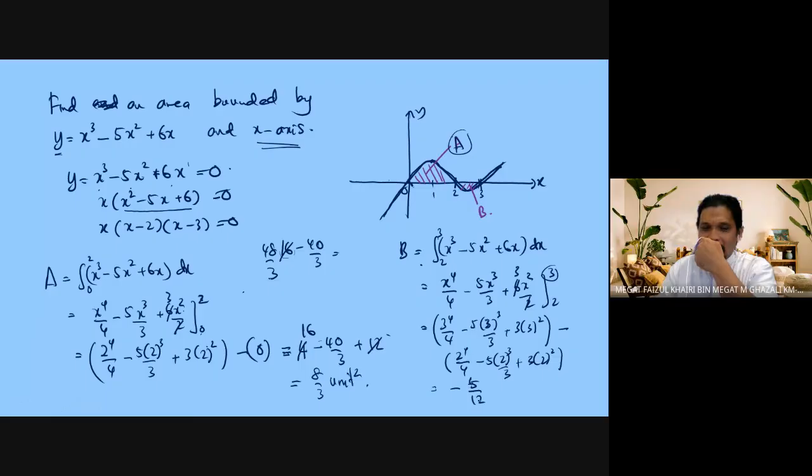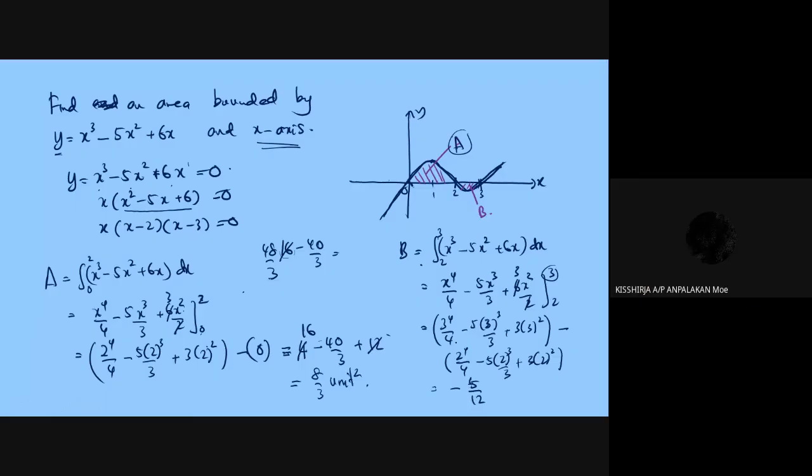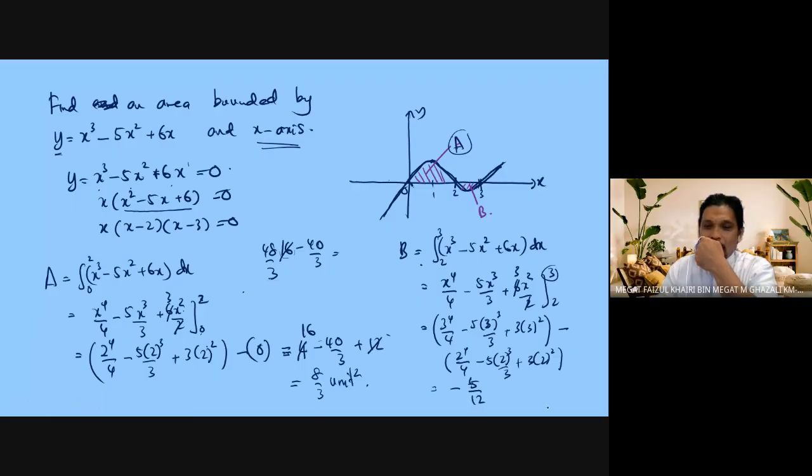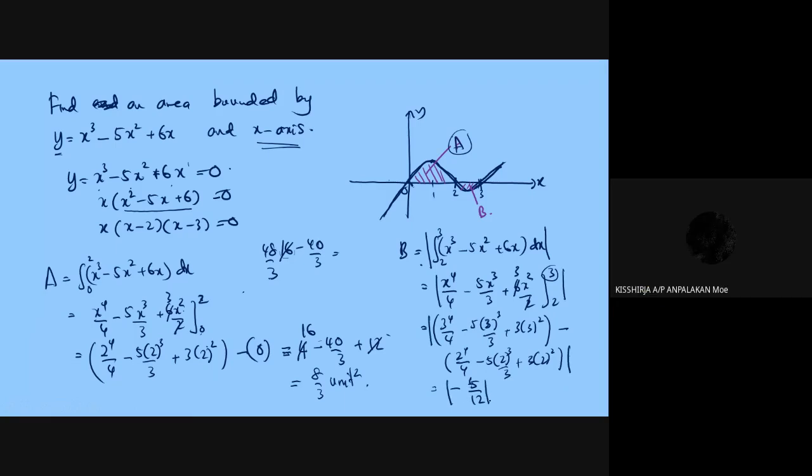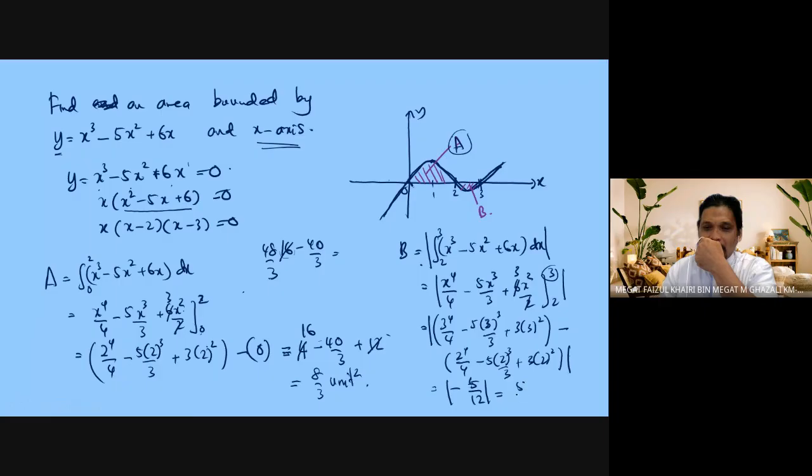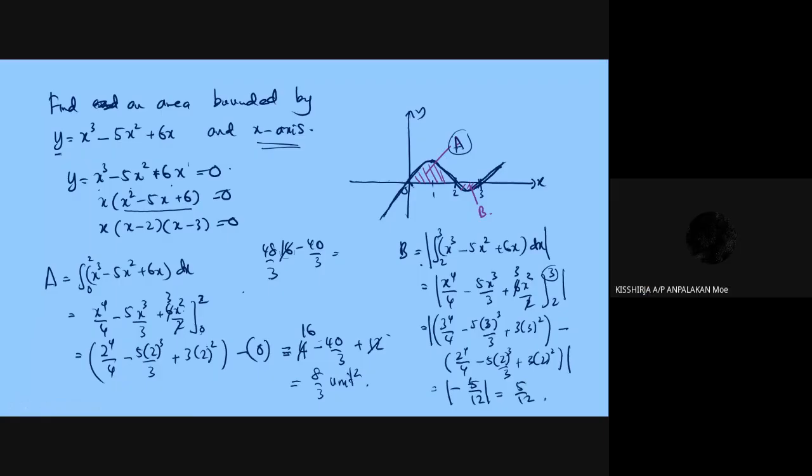Is it 12? Okay, if this is the answer, you write down the statement: the area of B is 5 over 12. Or you may simply put a sign of modulus at every single step here and write down 5 over 12.